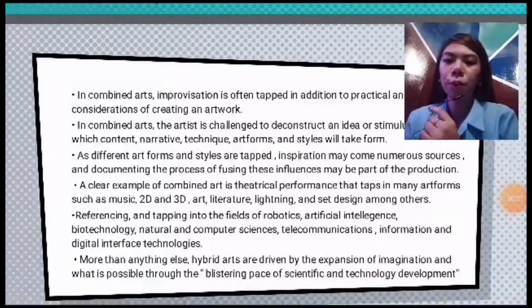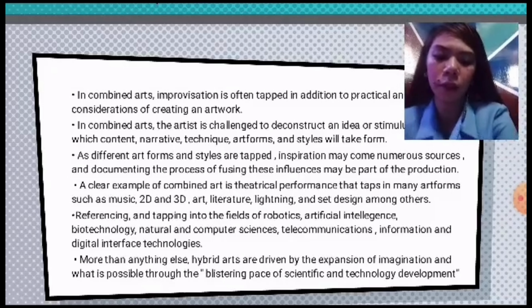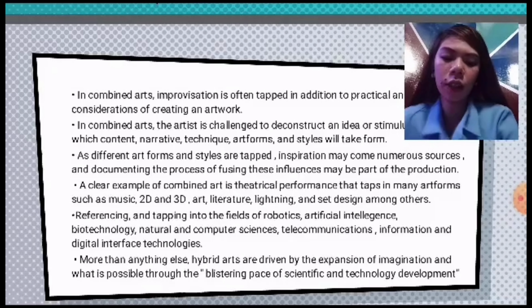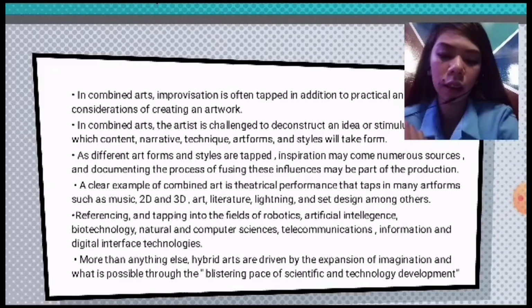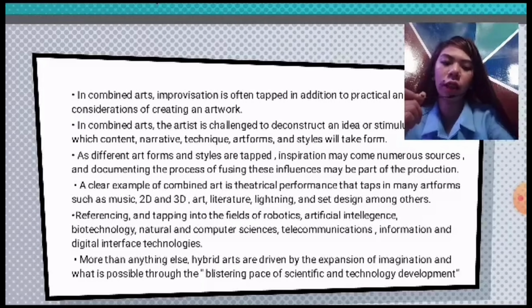Combined art forms. These combined art forms are interesting specimens that can be studied to understand what art forms and styles have been combined. Sa combined arts, madali lang itong mapag-aaralan at maintindihan kung anong klaseng art form styles ang paggamit nito. In combined arts, improvisation is often top in addition to practical and logical considerations of creating an artwork.